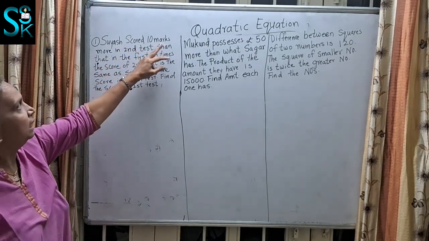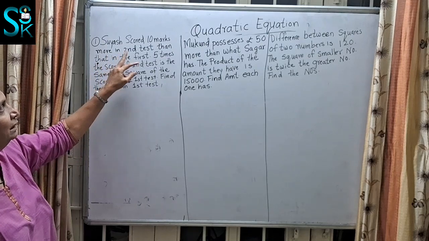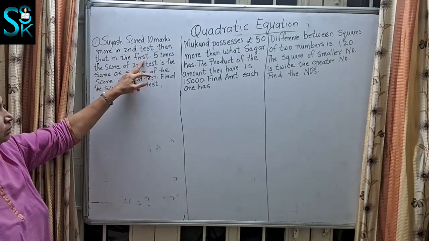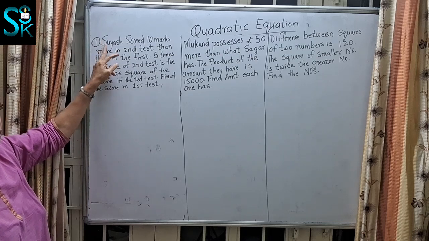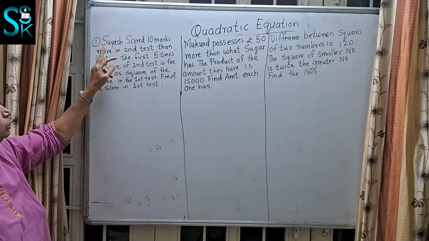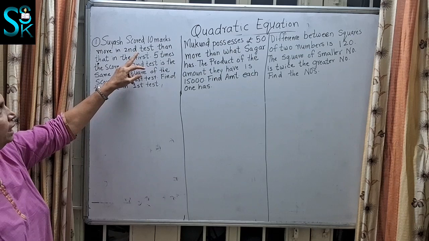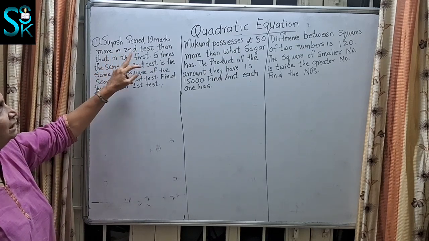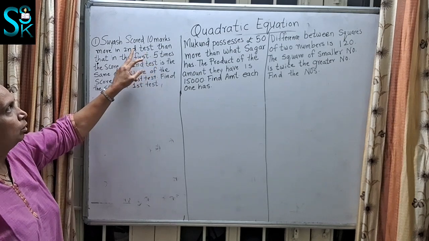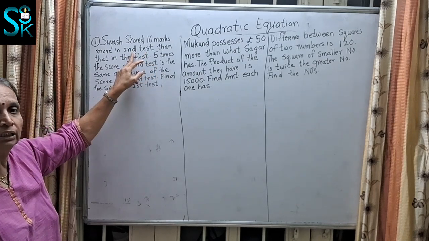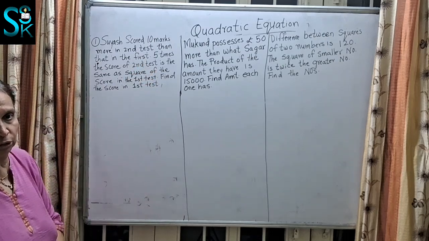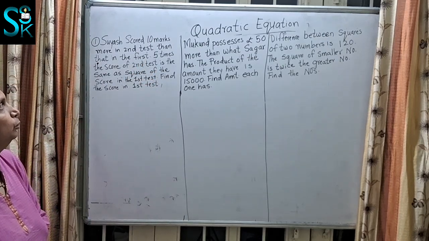Suyash scored 10 marks more in the second test than in the first. So something is said about Suyash, and what has been mentioned is that he has scored 10 marks more in the second test. Information about the second test is given and it is compared with the first test. So what are you going to do?